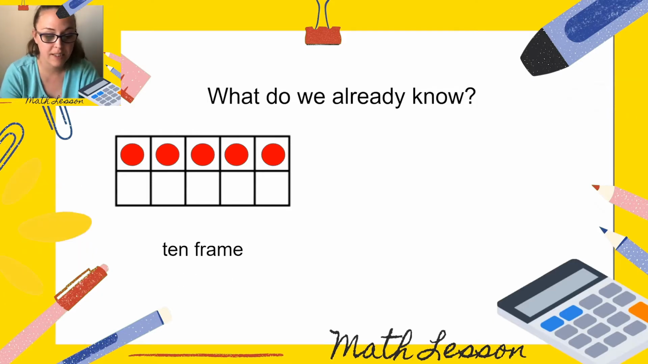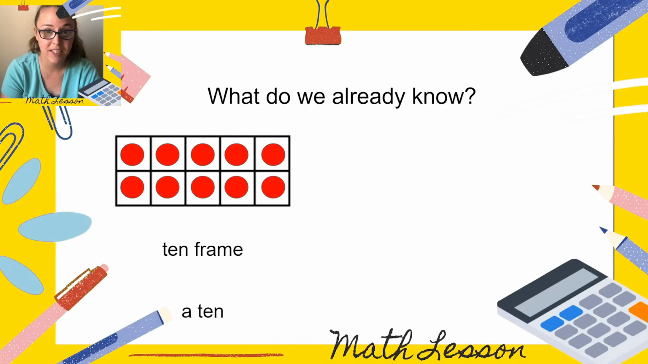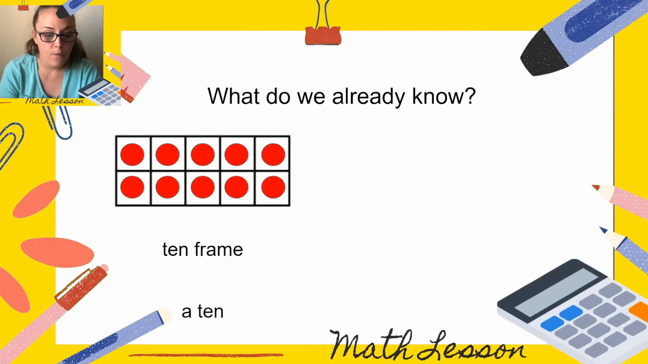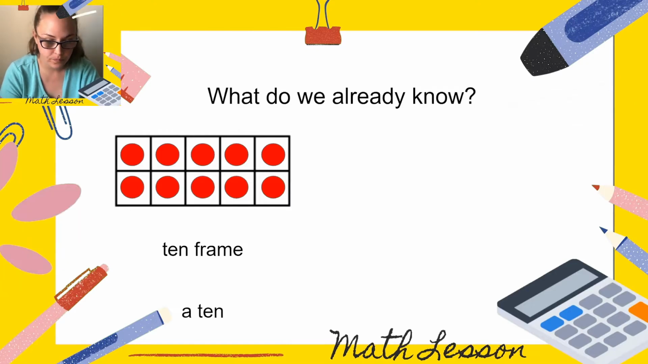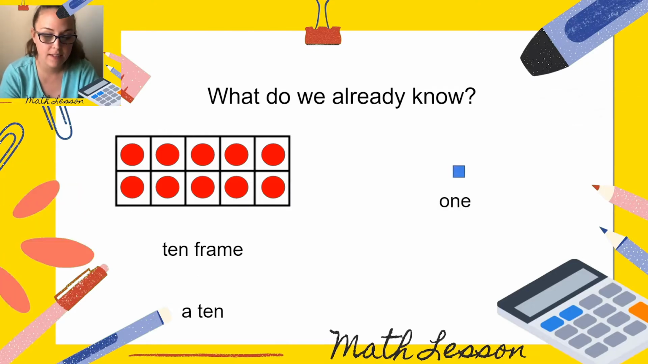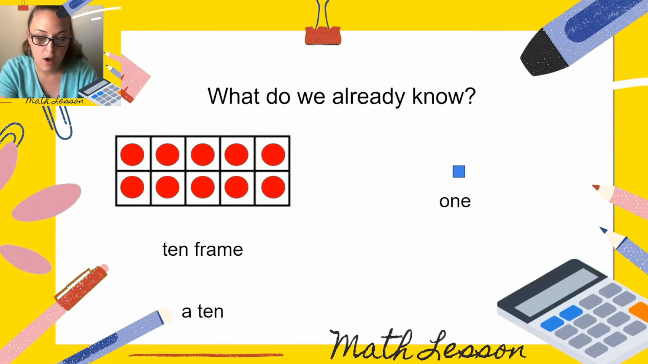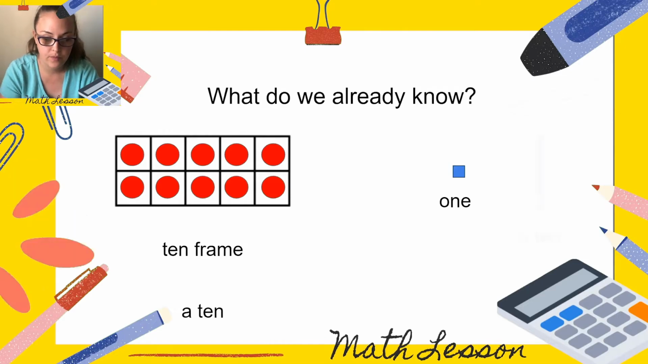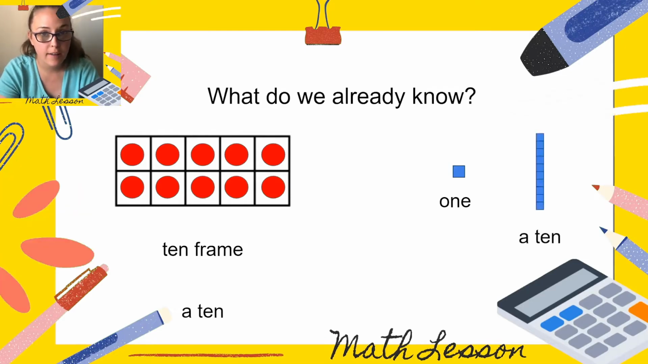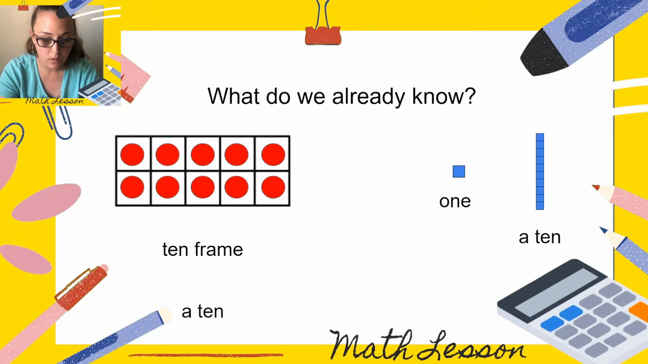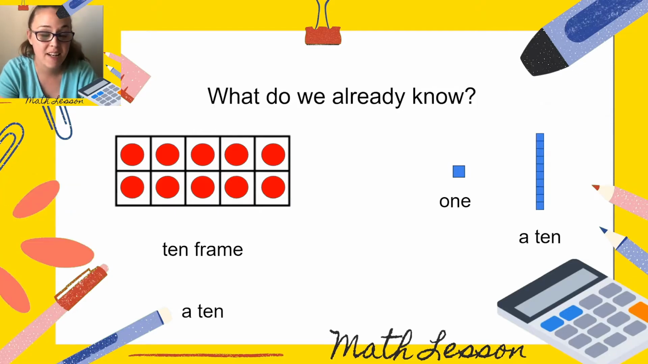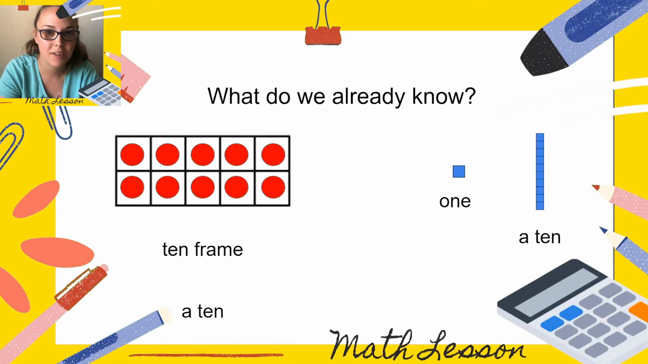When you see a completely filled 10 frame like this one here, what do we call that? You guessed it, a 10. You're right. A full 10 frame has 10 counters in it. We also know that this cube, well, it's a square right now, but this block represents 1, and that this rod represents a 10. A 10 is made up of 10 ones. We're going to talk a little bit about that today.